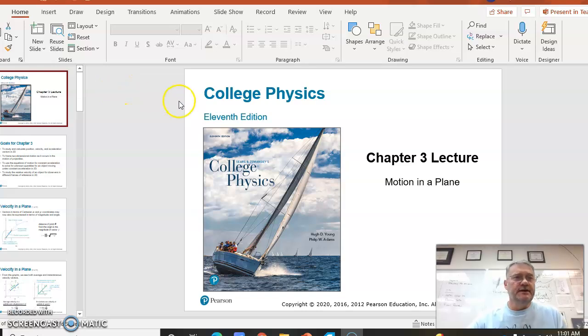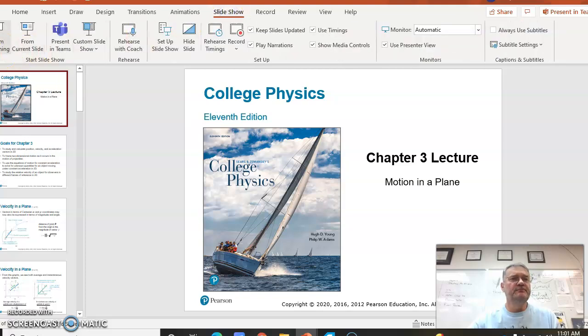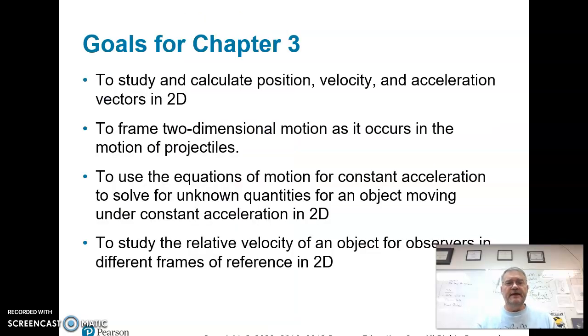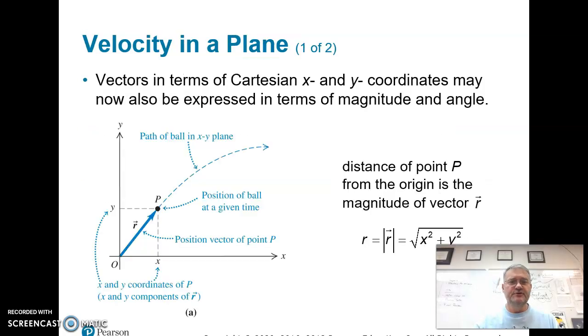Hello, this is the lecture for Chapter 3 for Physics 1301. In this one, we're looking at motion, and particularly motion in a two-dimensional direction or on a plane. And so we'll look at a few of those ideas and try to share a few thoughts on it.